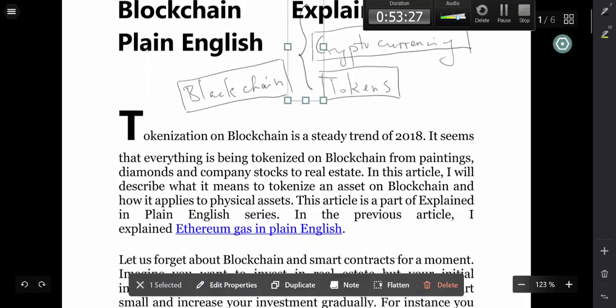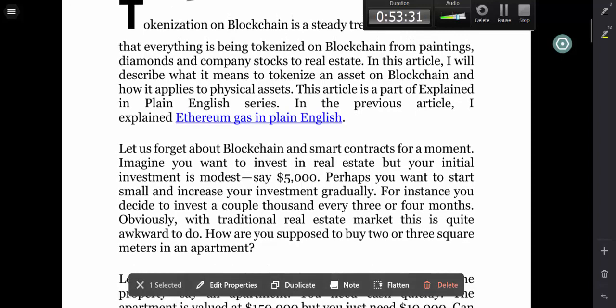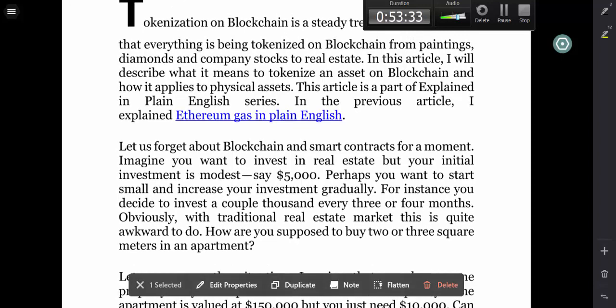Okay. Now, tokenization, it seems that everything is being tokenized on blockchains, from paintings, diamonds, and company stocks. Anything that moves and has value, especially value that goes up, can be tokenized. Okay. So in this article, they want to discuss what it means to tokenize an asset on blockchain and how it can apply to physical assets.